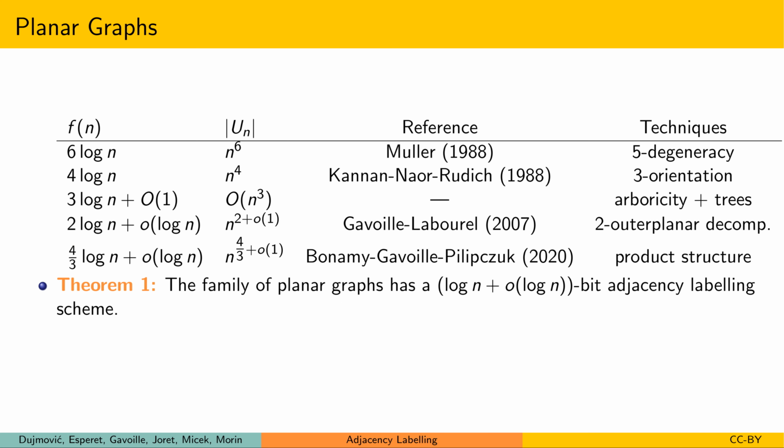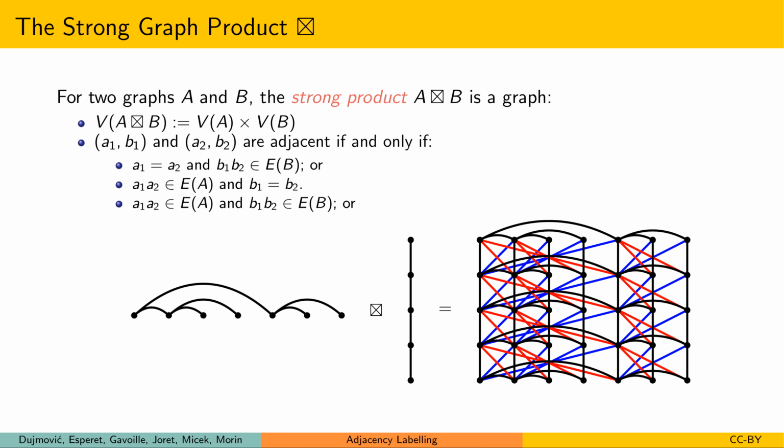Finally, the main result in the current work is a log n plus o(log n) bit labeling scheme for planar graphs. This work is also based on the product structure theorem, and is optimal up to the lower order term. Before we can describe the product structure theorem on which these results are based, we need to define the strong graph product.